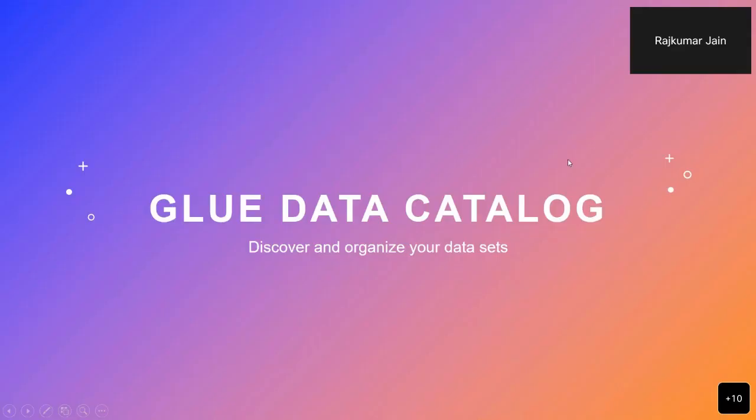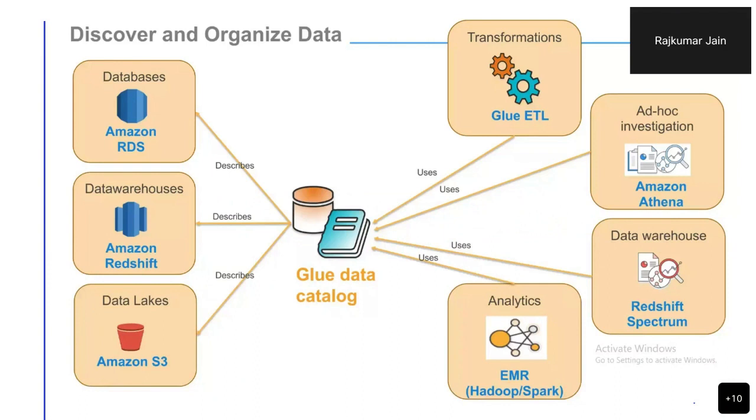Now, the data catalog. We will see the UI part, but let's discuss some theory here. The data catalog is nothing but discovering and organizing our data in data sets, and we have created different kinds of data sets. This diagram will help us understand how we are discovering our data and organizing it to be used by other sources.